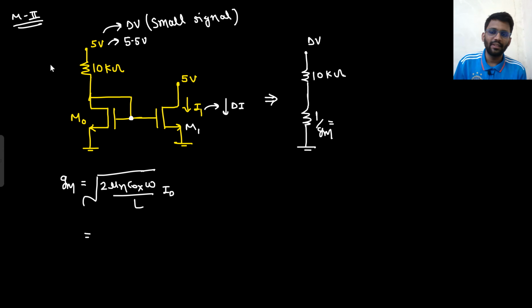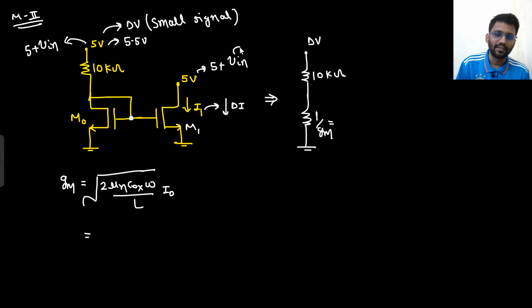Because what we are doing is just simply making this complete circuit look like this. Instead of this 5 volt you are having 5 plus small signal V in. You are having here 5 plus small signal V in. Right? So this small signal V in is equal to delta V. Say yes or no.